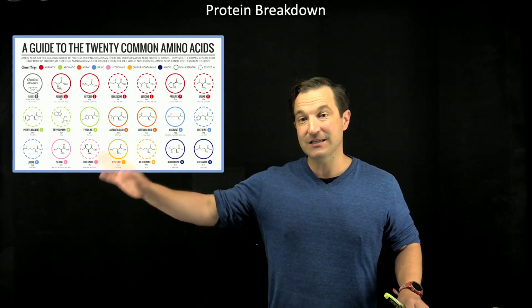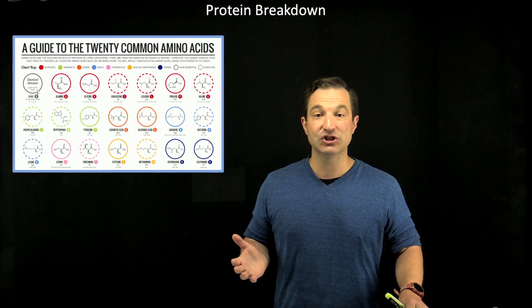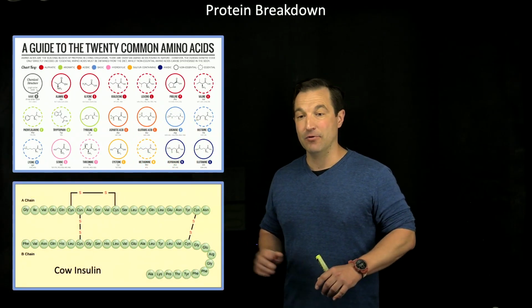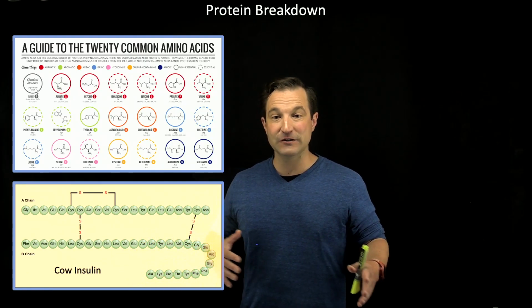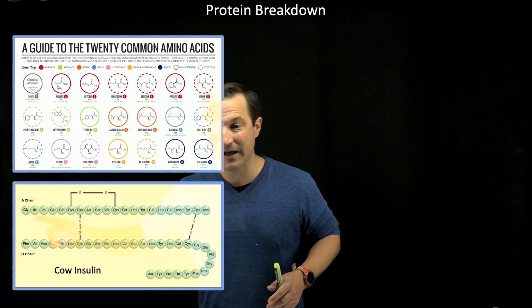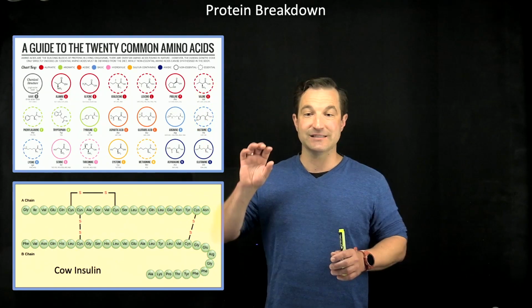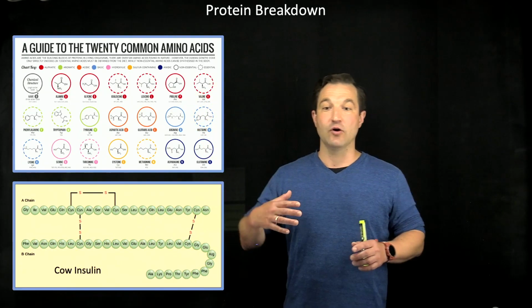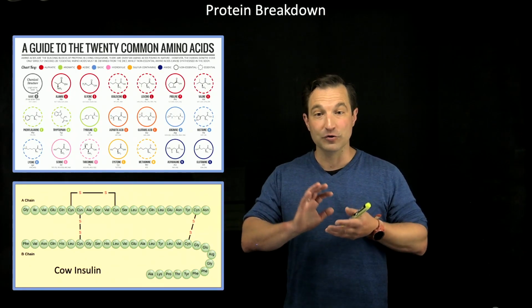But if we take these 20 amino acids, we can then combine them into long chains. Here's an example of a chain of cow insulin, for example. We have an alpha chain and a beta chain here. We can see that we have our glycine there. We have our phenylalanine, our valine, different amino acids that are attached to each other in these big long chains. Then those chains are going to be attracted to each other and fold up.